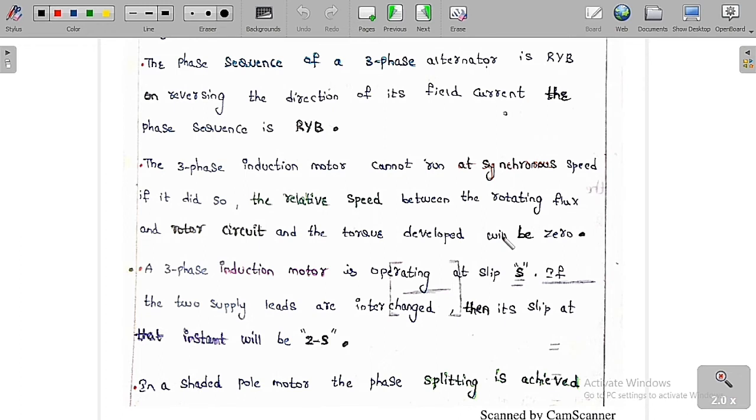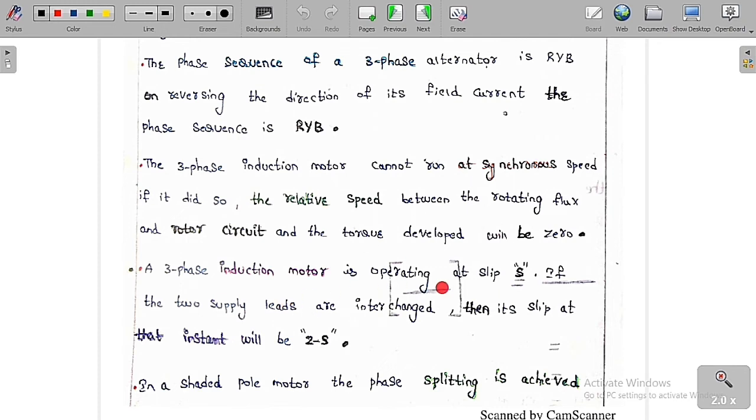But here, the rotor speed cannot be equal to Ns. Whenever the rotor speed is equal to synchronous speed, the slip is equal to zero. I already told you the general expression of torque, which is 180 by 2 pi Ns into s E2 square R2 by R2 square plus (s X2) whole square. If you substitute s equal to zero, the torque is equal to zero. So whenever Nr is equal to Ns, slip is equal to zero, so torque is equal to zero, because there is no relative speed difference between them. The three-phase induction motor cannot run at synchronous speed. If it did so, the relative speed between the rotating flux and the rotor circuit will be zero, and the torque developed will be equal to zero.